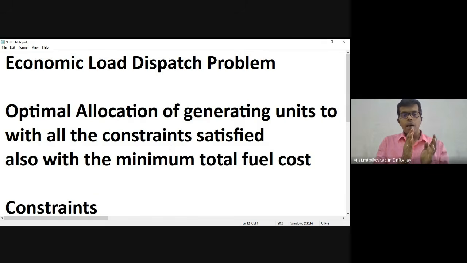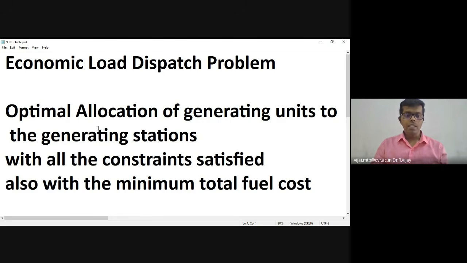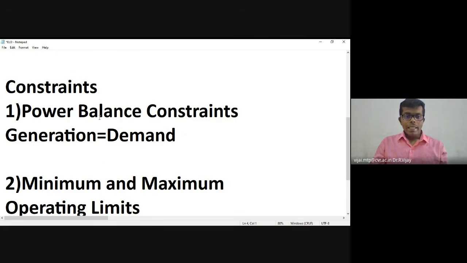The definition of economic load dispatch goes like this: optimal allocation of generating units to the generating stations with all the constraints satisfied and also with the minimal total fuel cost. So the total fuel cost should be minimum, and we also have to allocate the generating units optimally with all the constraints satisfied. That constraint might be your power balance constraint.